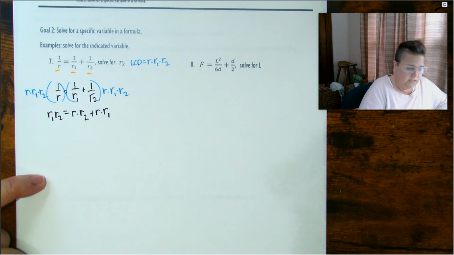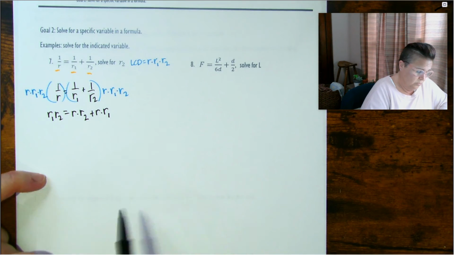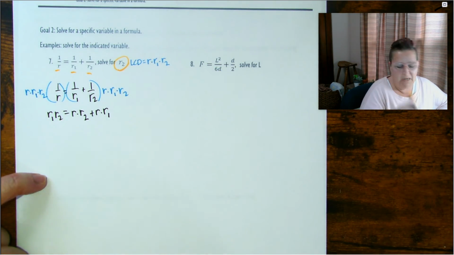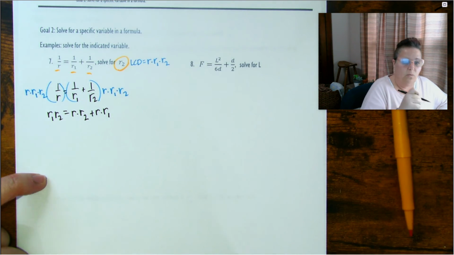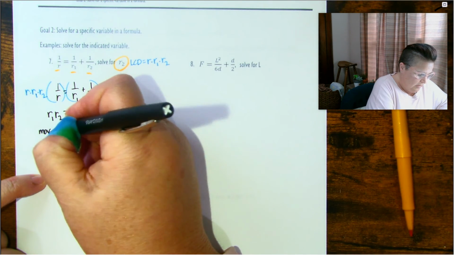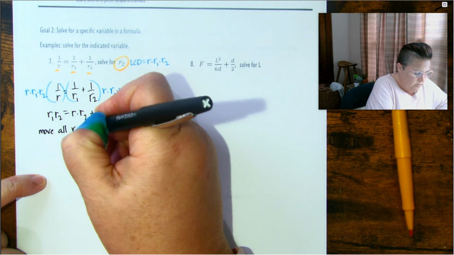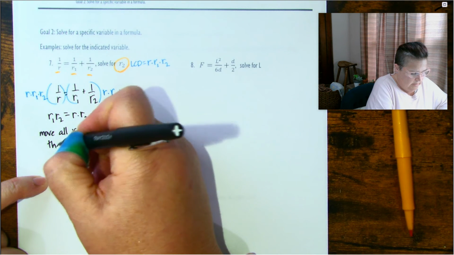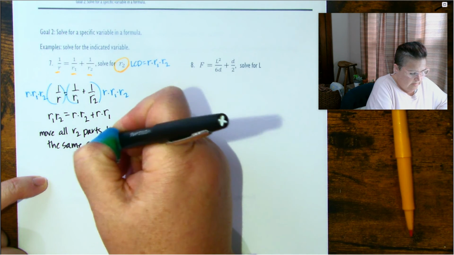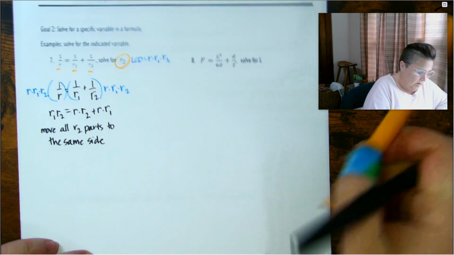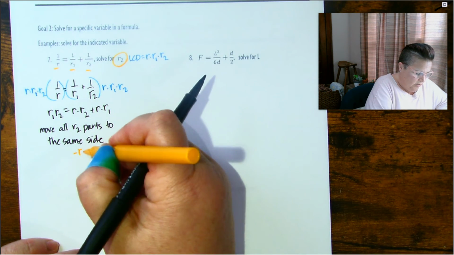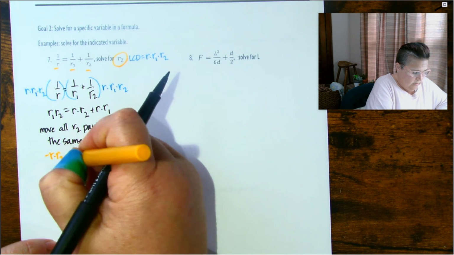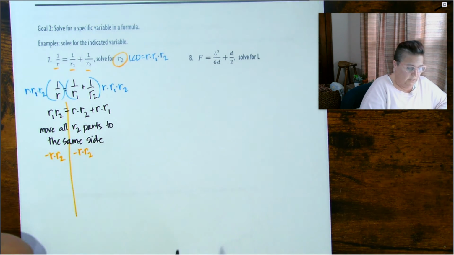Our instructions are to solve for R2. My brain keeps wanting to go R2D2, but that's not right. Okay, so what are we going to do? We're going to move all R sub 2 parts to the same side. So I am going to subtract R times R2 from both sides of this equation.